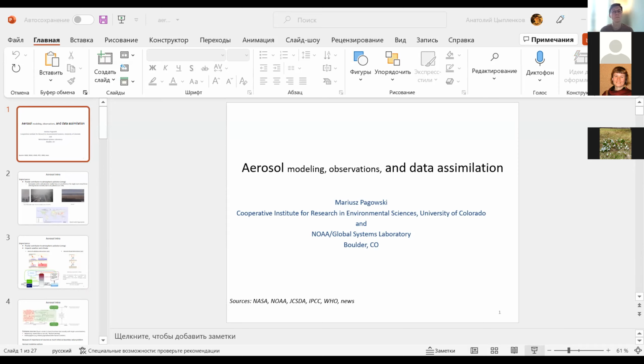Apologies if I repeat some of the information that you already heard about aerosols, but I wanted to give you some background on the aerosols themselves. So let's go to slide 2.